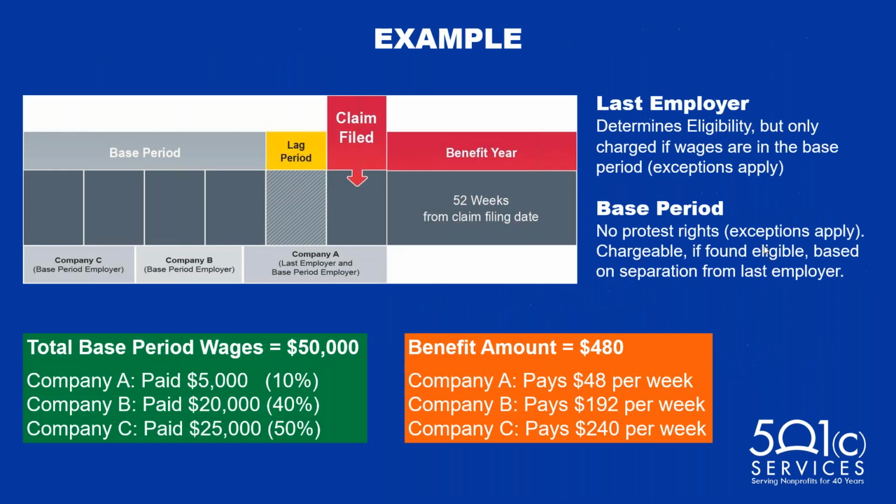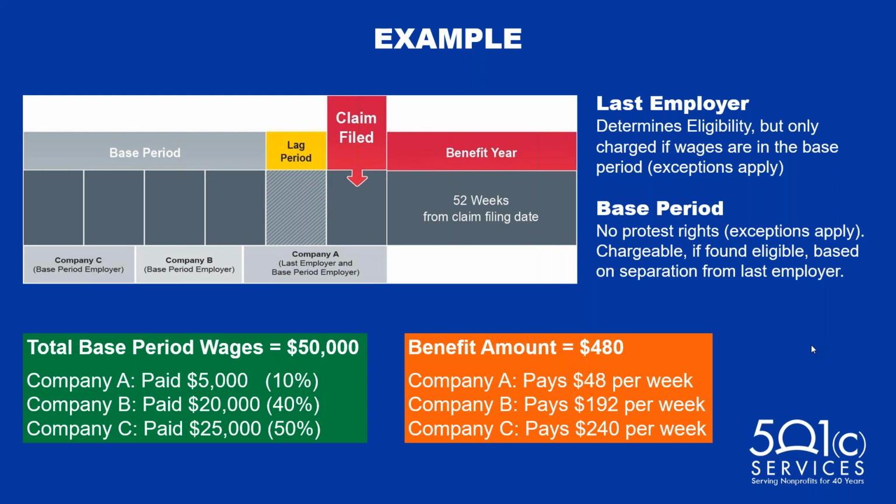So let's walk through a specific example to illustrate this. In looking at this graphic, you will see that there are 3 companies involved in this claim. We've got Company A, which is both the last employer, or the most recent separating employer, and a base period employer. We've got Company B, which is a base period employer only. And then we've got Company C, which is also a base period employer only.